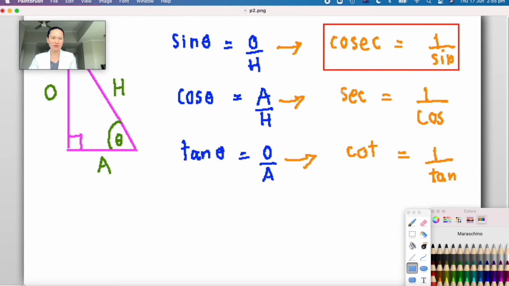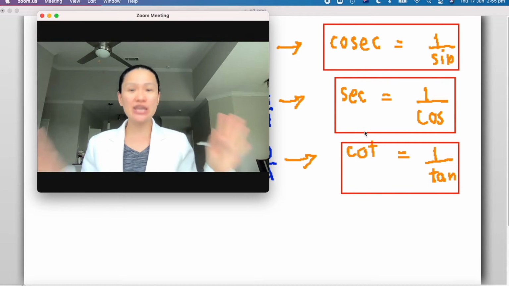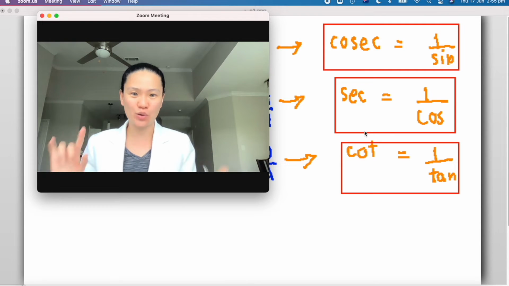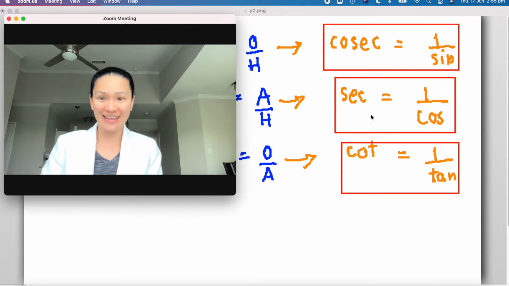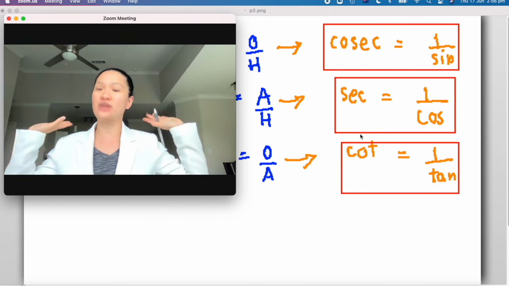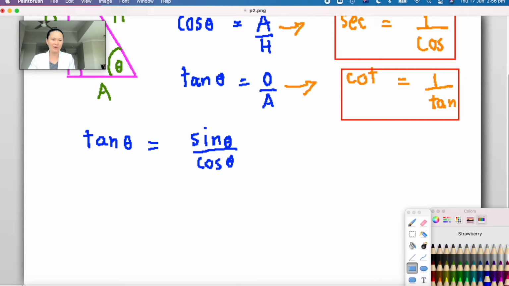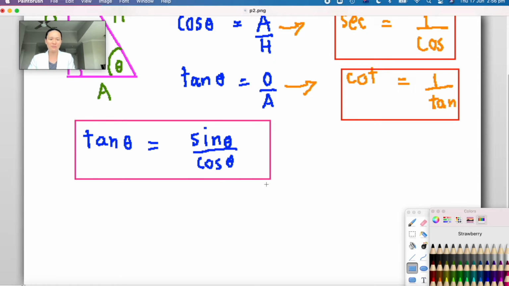Okay, I give you all the frame here. Does this make sense? We're going to apply all of these rules, sine, cosec, cos, sec, tan, cot in our question soon. So you need to understand all the rules. Next one that you need to know as well is tan theta, or they could say tan x or whatever. Tan equals sine divided by cos. Okay, that makes sense. I'm going to give you the frame here as well.